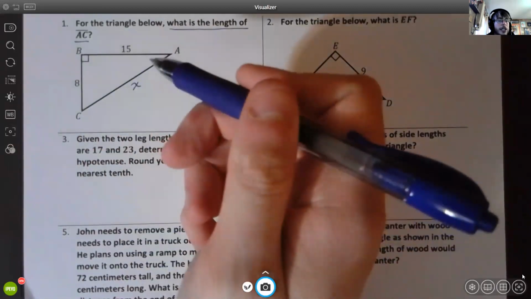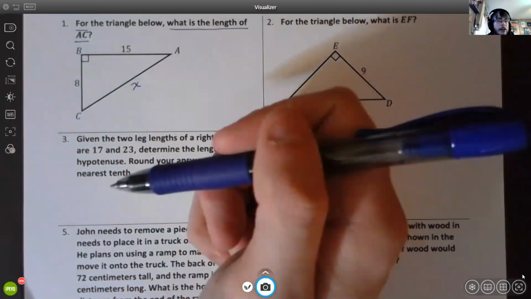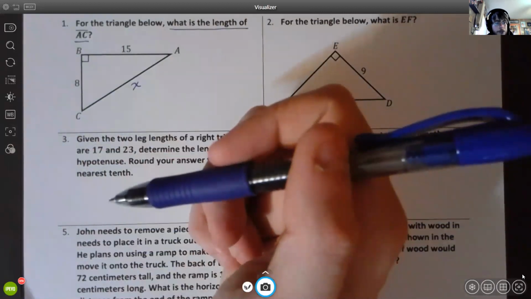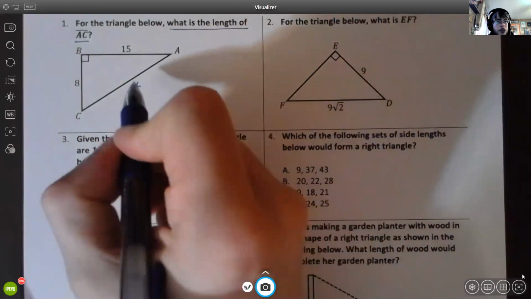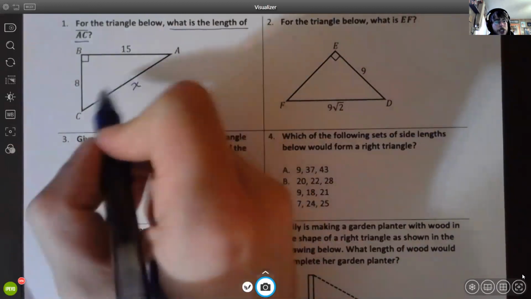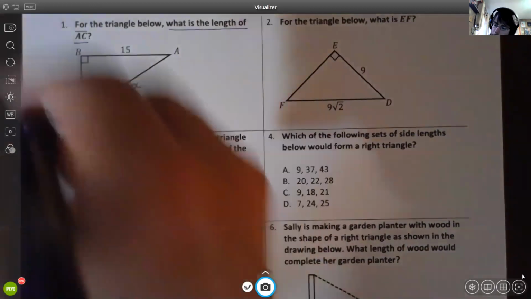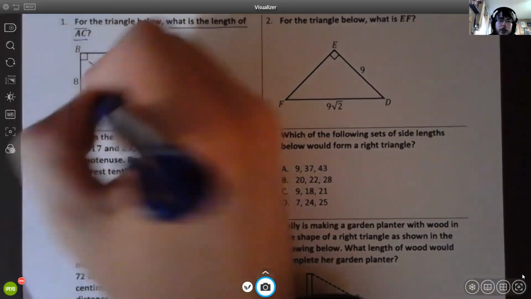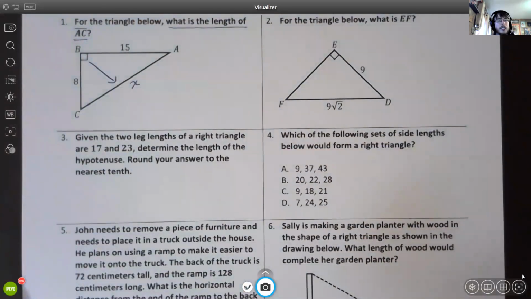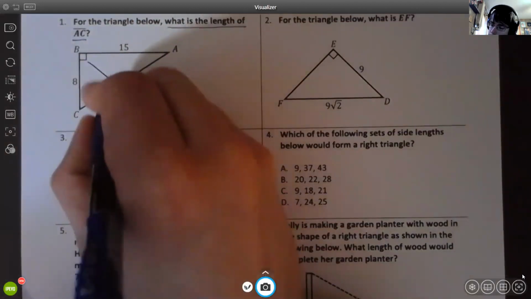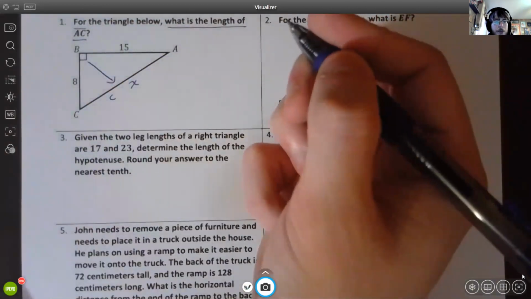So next up, are we looking for a leg or the hypotenuse? Well, if we look at X, the side X is on does not touch the right angle whatsoever. That means it's opposite of it, which means we are dealing with the hypotenuse. That's what we're trying to find. And if we're trying to find the hypotenuse, which letter would we use, A, B, or C? Well, we would be using C. So X is our C value.